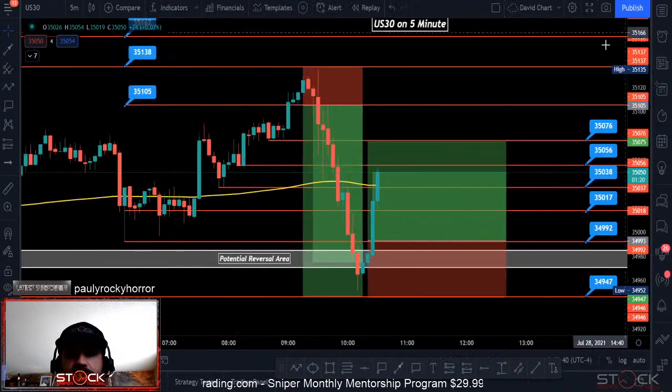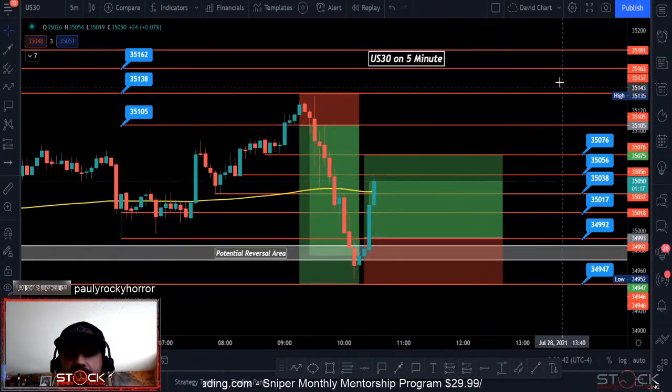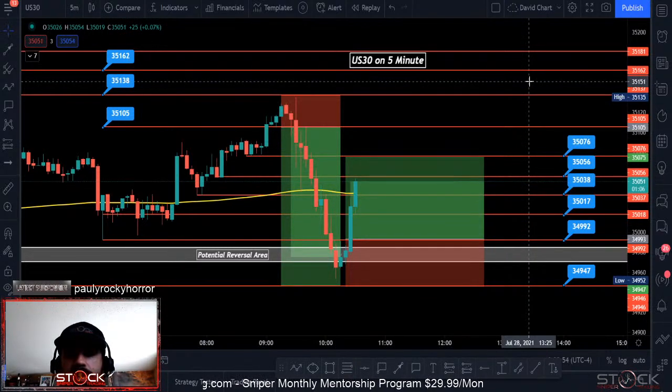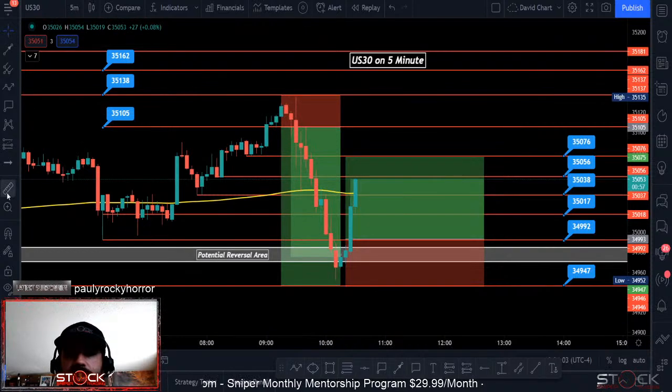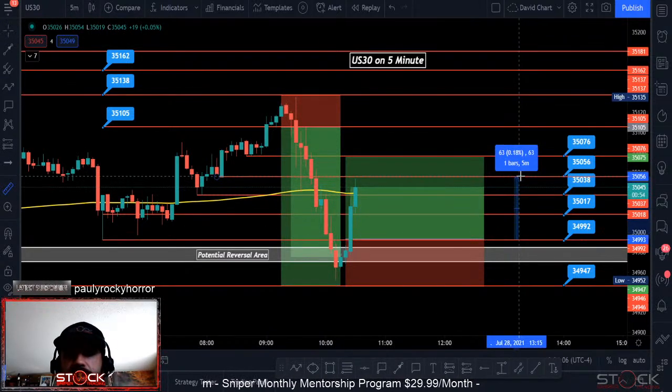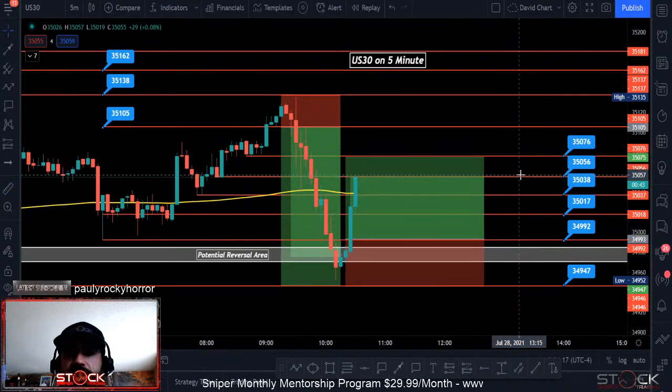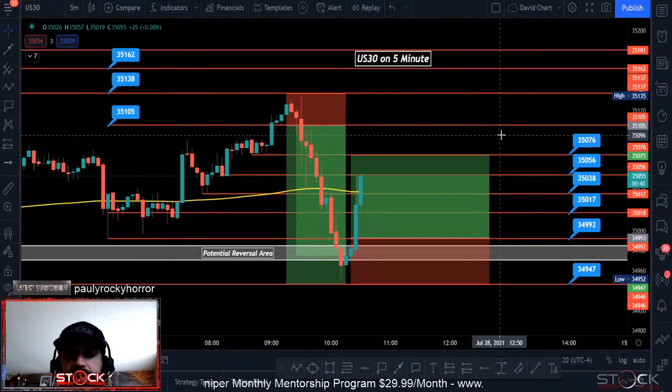There's US30. Nice clean candles here, guys. Sold off, found the bottom, looking for a good retracement. Okay. Remember what I was saying. See if it'll hit. There we go, guys. It just hit. Let's see if we're going to get a nice little push. Continuation.